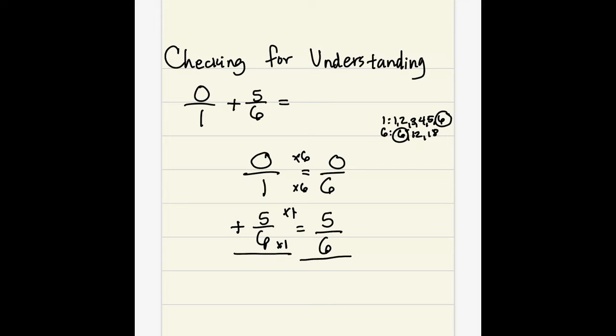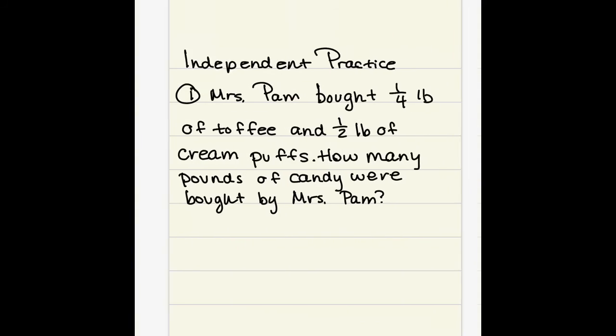Okay, so now that we have that taken care of, we just add our numerators. 0 plus 5 is 5, and your denominator stays the same. All right, so your answer is 5/6.